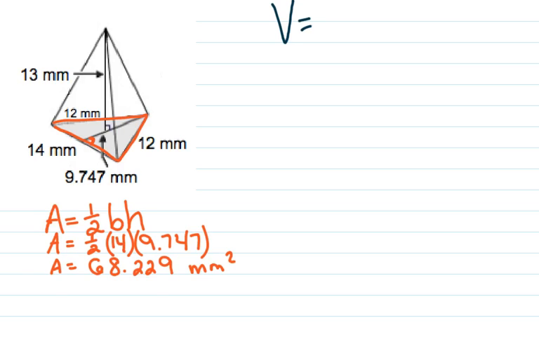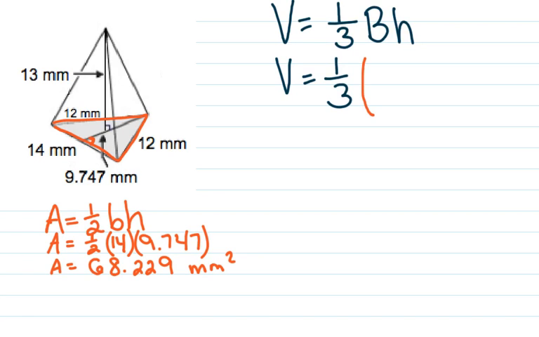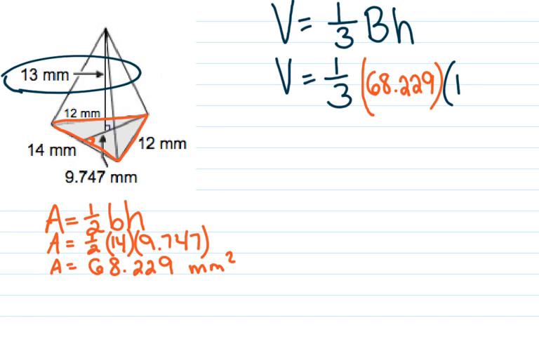Let's plug that into my volume formula. Remember that we're finding the volume of a pyramid, so we're going to take 1/3 of the prism's base area times prism height. The base of the pyramid is 68.229, and the height of the pyramid is that 13 we haven't used, meaning these 12s are useless pieces of information. Now, if we were finding surface area, you would need those 12s, but you don't for volume.